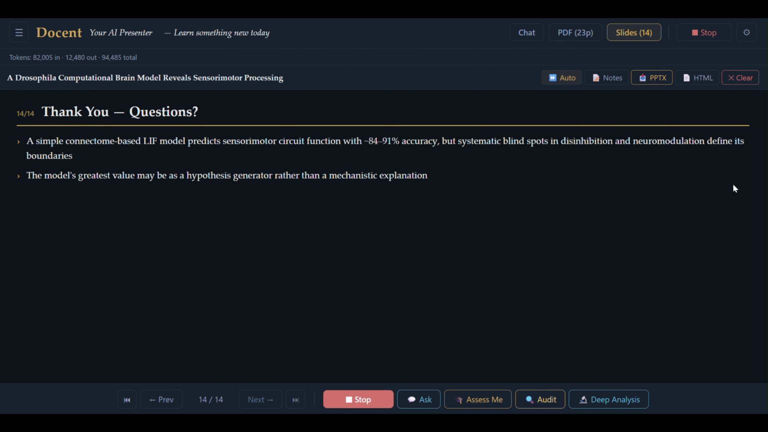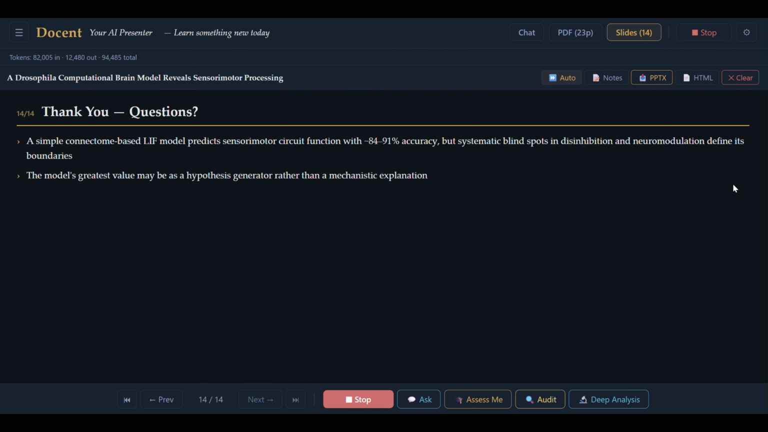To summarize our critical assessment, the paper demonstrates that connectivity and neurotransmitter identity alone can go surprisingly far in predicting circuit composition and function in well-defined sensory motor systems. The 91% accuracy headline is inflated by class imbalance, but even at 84%, this is a strong result for a one-parameter model. The key limitations, inability to model disinhibition, neuromodulation, and neuropeptidergic signaling, are clearly acknowledged by the authors and define the model's applicability boundaries.